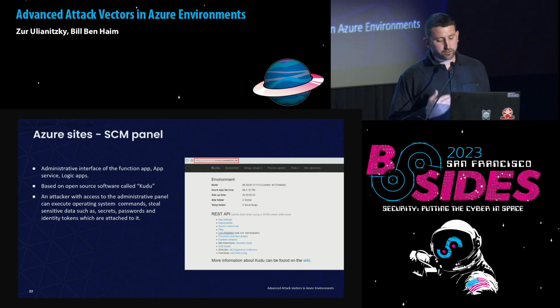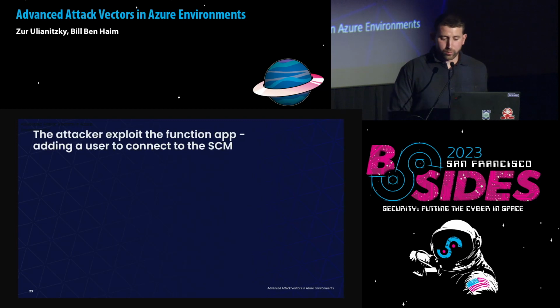An attacker that has access to this administrative panel can execute some operating system commands on the infrastructure hosting the function app. You can harvest some secrets, some passwords, some sensitive data from it. And most importantly, you can generate new access tokens related to the identities attached to this function app.